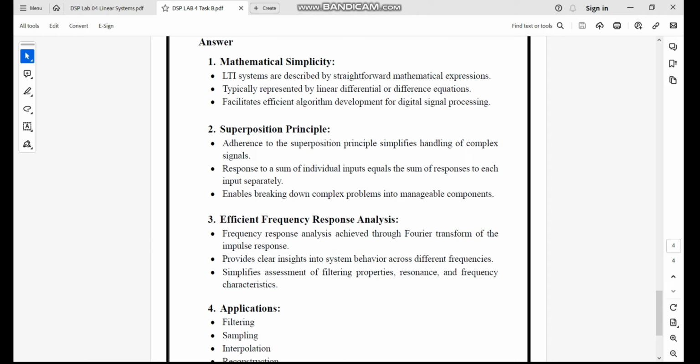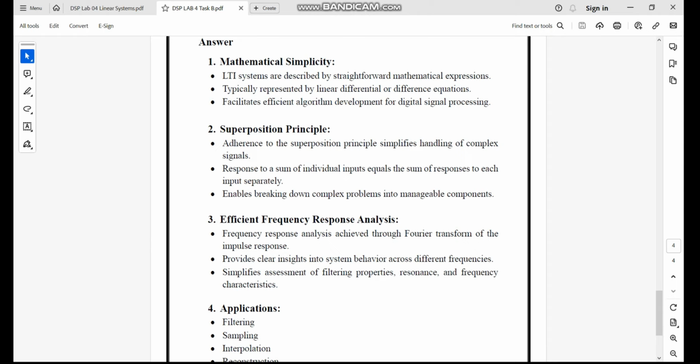Let us start with the mathematical simplicity. LTI systems are characterized by straightforward mathematical expressions, typically described by linear differential or difference equations. This simplicity facilitates the analysis and modeling of system behavior, aiding the development of efficient algorithms for digital signal processing tasks. Superposition principle. The adherence to the superposition principle simplifies the handling of complex signals.